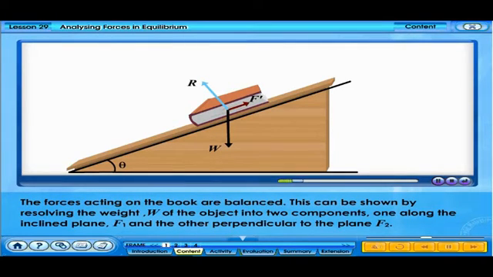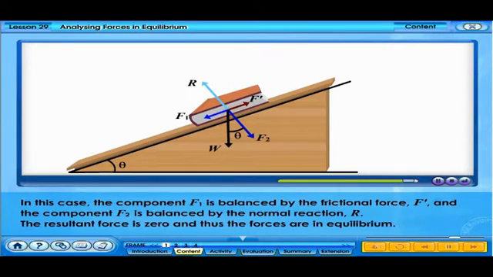The forces acting on the book are balanced. This can be shown by resolving the weight of the object into two components, one along the inclined plane and the other perpendicular to the plane. In this case, the component F1 is balanced by the frictional force F prime, and the component F2 is balanced by the normal reaction R. The resultant force is zero, and thus the forces are in equilibrium.